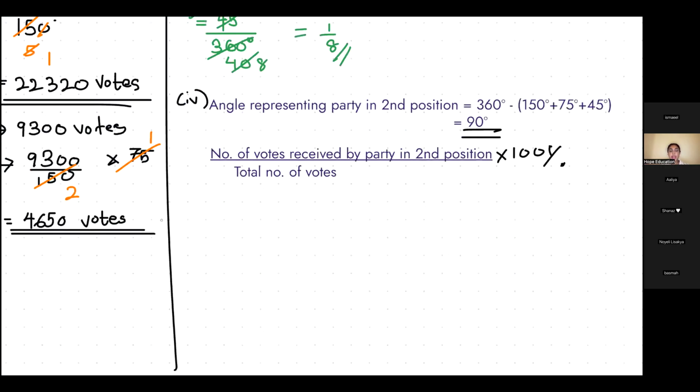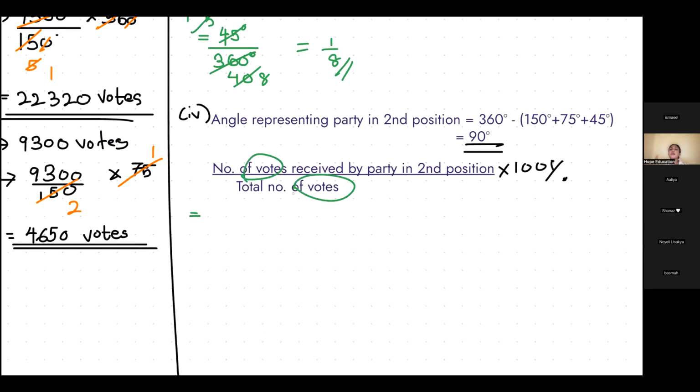Why? Now we know the angle, because we don't need the number of votes, because we know the angles represent the number of votes. So instead of the number of votes, we can use the angle as well, just like in the third Roman now. So number of votes received by the party in the second position, we know the angle is 90 degrees. Total number of votes, we know the angle is 360 degrees, multiplied by 100%. 90 times 1, 90 times 4, we get 25%.